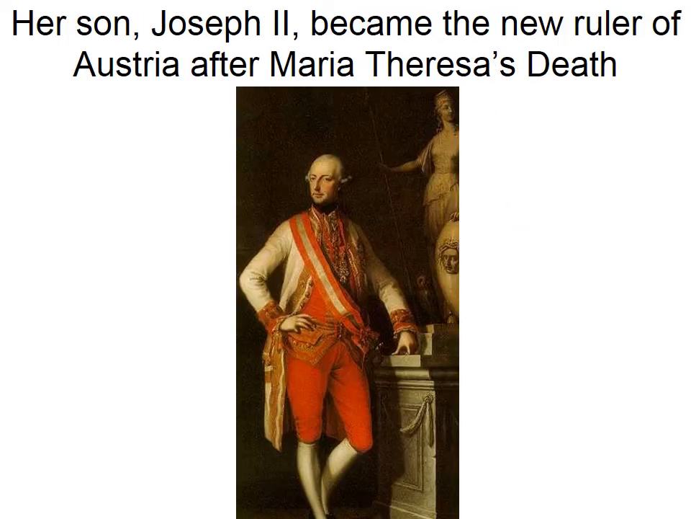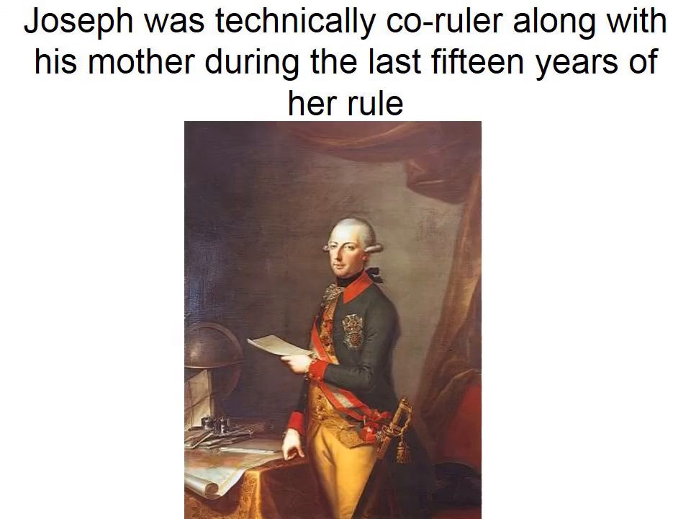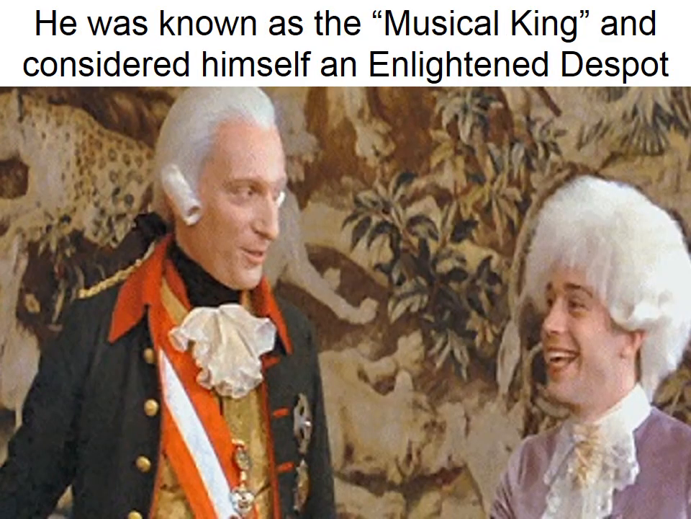Upon her death, her oldest son Joseph II became the new ruler of Austria, and he was going to continue a lot of the things that his mother had put in place. He was technically co-ruler with her during the last 15 years of her rule. So he certainly was trained by his mother, unlike the way that she was not trained by her father. She wanted to make sure that her son was educated in ruling over Austria. He is known as the musical king because he too brought a lot of music to Vienna and is also considered to be an enlightened despot.